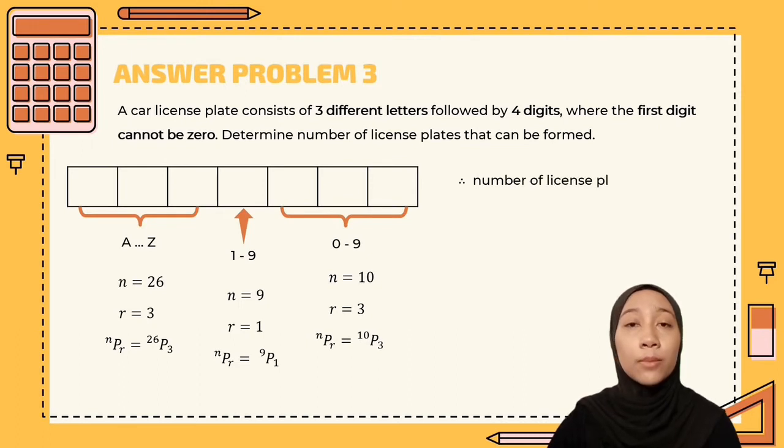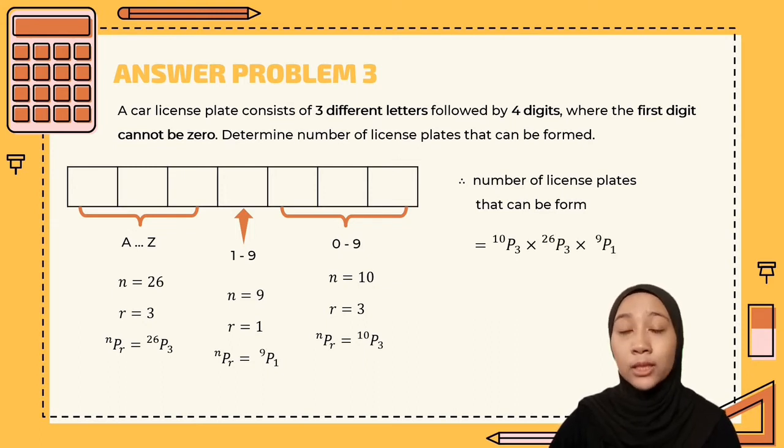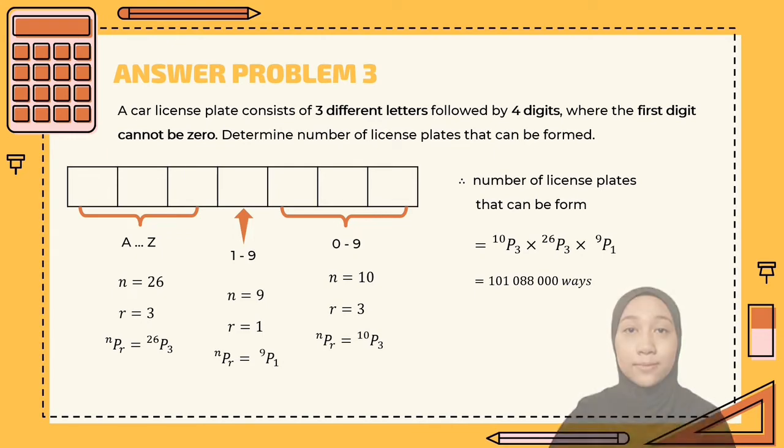Therefore, the number of license plates that can be formed is 26P3 times 9P1 times 10P3, equal to 101,088,000 ways.